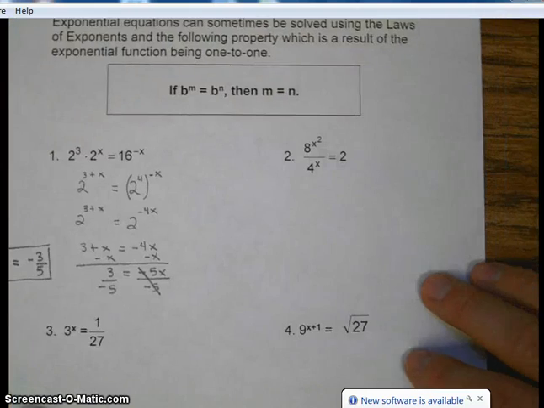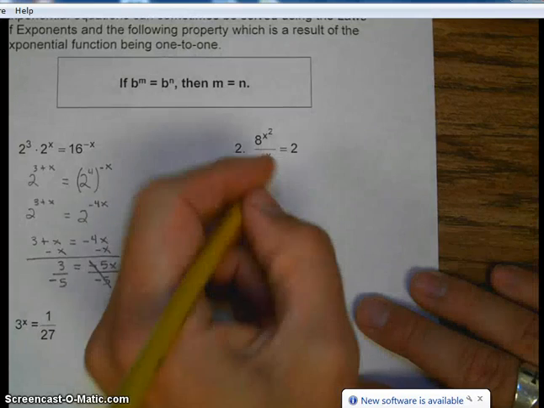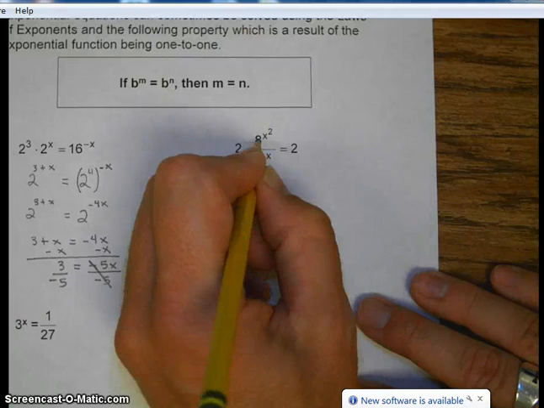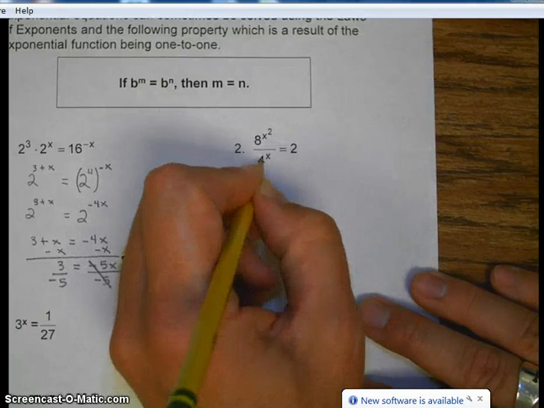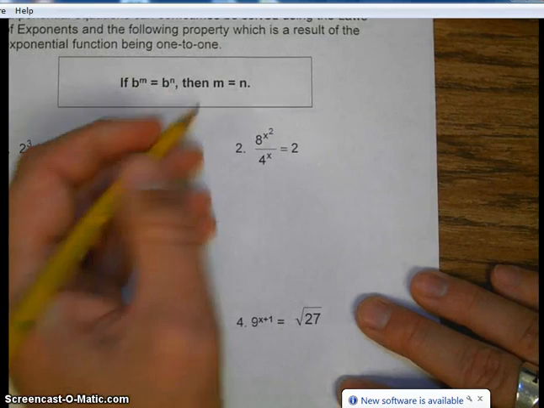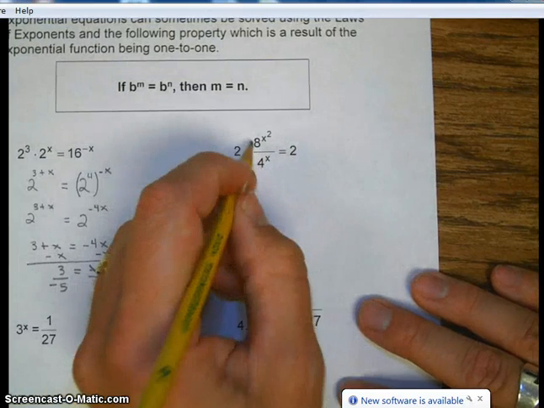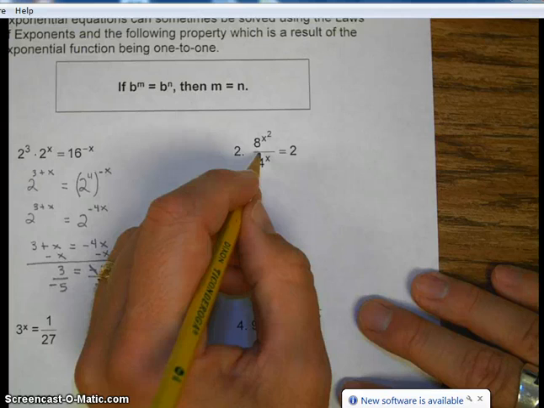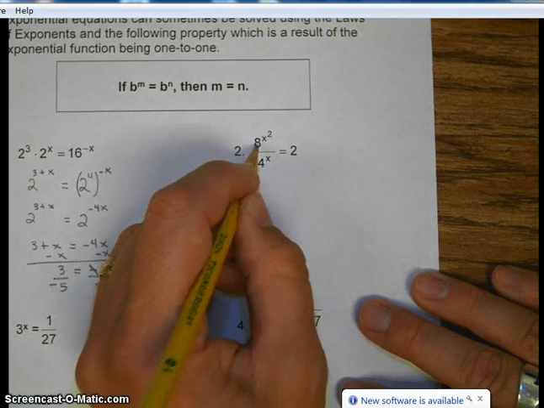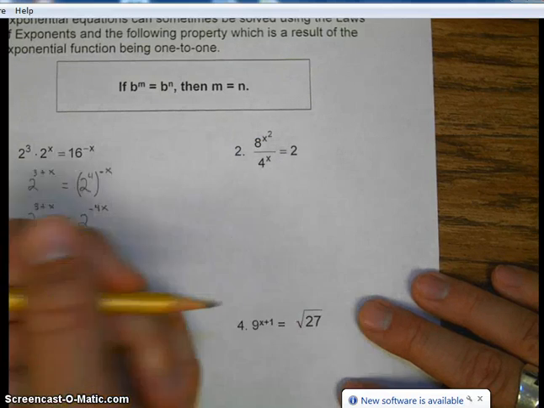Take a look at number 2. Notice all of our bases are different. But before we make these bases the same, we want to simplify. Remember that when dividing like bases, we subtract the exponents. So we have to make these bases the same.